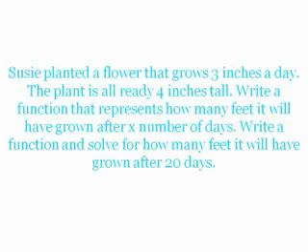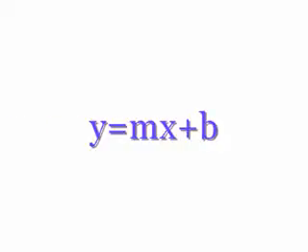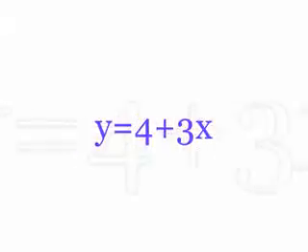Susie planted a flower that grows 3 inches a day. The plant is already 4 inches tall. Write a function that represents how many feet it will have grown after X number of days. Write a function and solve for how many feet it will have grown after 20 days. So once again, you will be using y equals mx plus b. See a pattern going on here? You plug in your numbers from the word problem, and your new equation should be y equals 4 plus 3x.